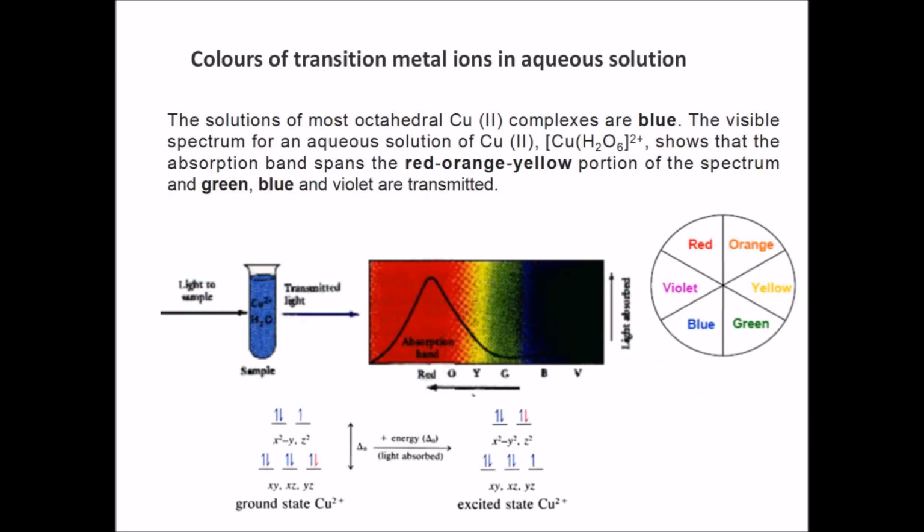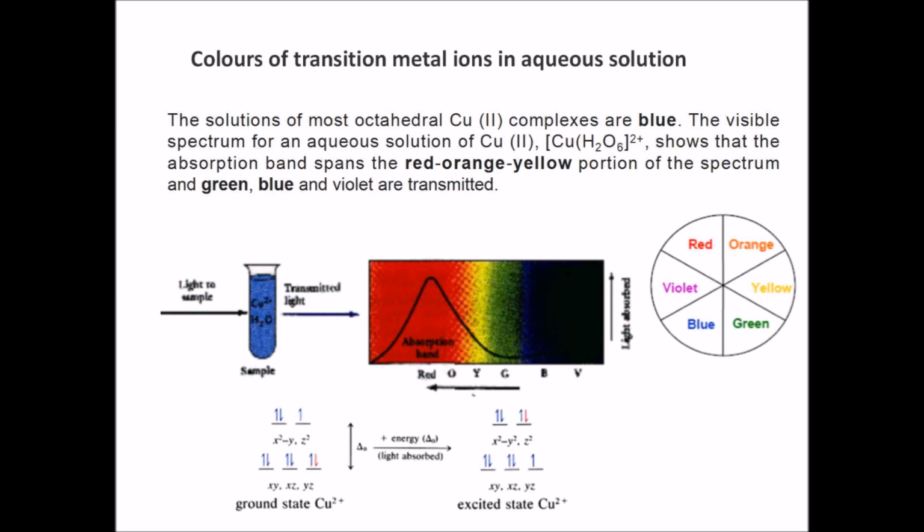For example, copper(II) complexes are blue in color in solution. The reason is when copper(II) salt is added in water, an octahedral hexaaqua copper(II) complex is formed, which absorbs in the red, orange or yellow region of the electromagnetic spectrum, and green, blue or violet light will be transmitted. That is why copper(II) complexes are blue in color.